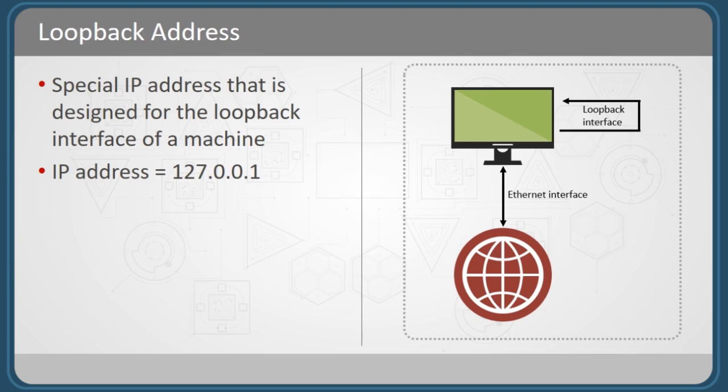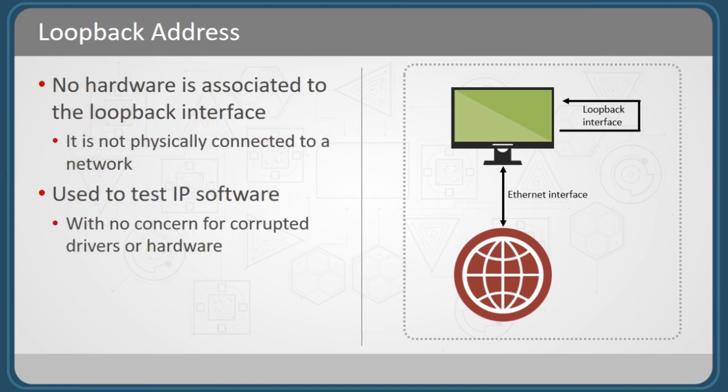Now, they call it the loopback interface because a packet that is destined for that address, 127.0.0.1, never actually goes out onto the real wire. It is just a diagnostic address that allows you to determine if TCP/IP has correctly installed or bound itself to your network adapter. So no hardware is associated to the loopback interface. It is not physically connected to the network. It is essentially used to test the IP software with no concern for corrupted drivers or any other hardware. It quite simply is, has TCP/IP correctly configured itself on my system?